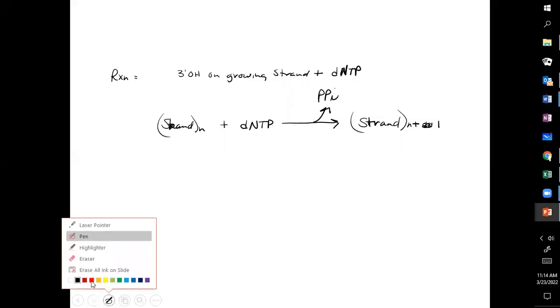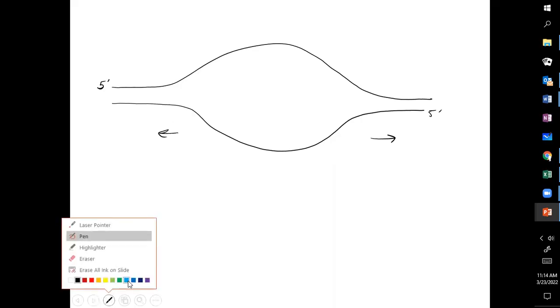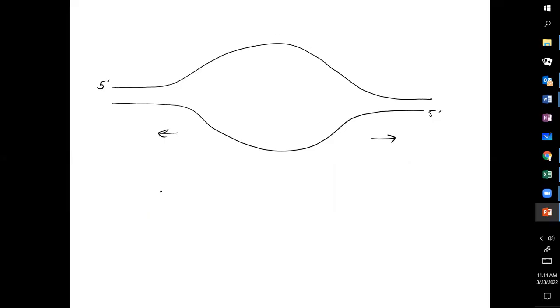Let's take a look at this from the perspective of a replication bubble. Remember, this is going to be opening in both directions, so replication is occurring in both directions. Let's put some directionality on here. We'll put 5' here, we'll put 5' there. We're going to have primase come in, and let's look at only this half of the fork right now.